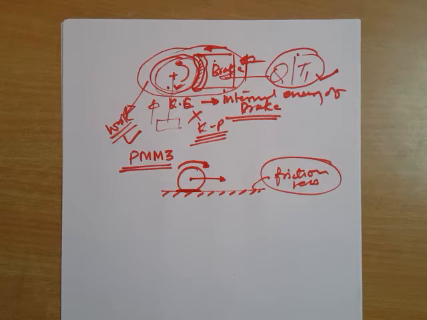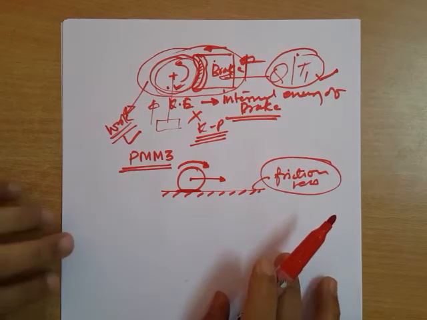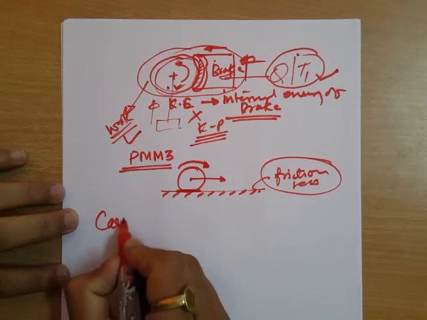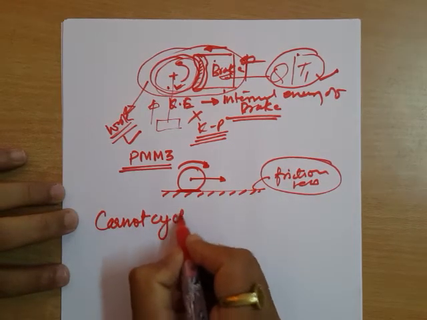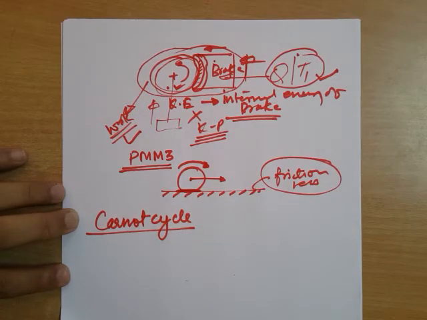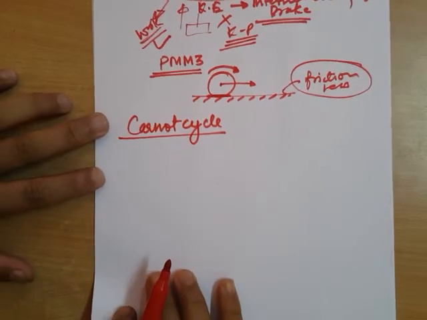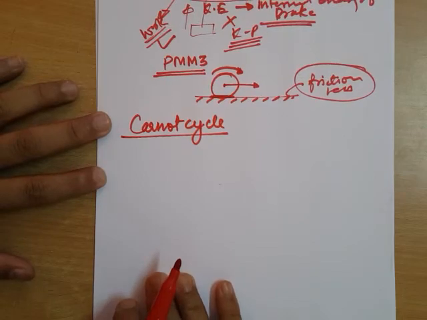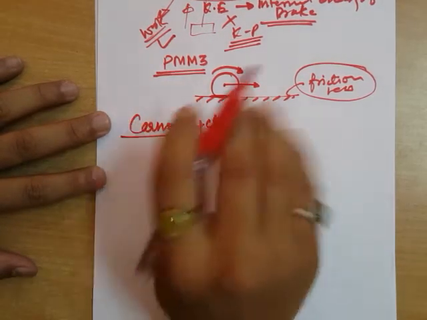That is, the continual motion of a moving device or movable device in the complete absence of friction is known as perpetual motion of third kind, and the machine which is performing this action is known as perpetual motion machine of third kind. Now come to Carnot cycle. Lot many people pronounce this as Carnot cycle, but in reality it is not Carnot, it is Carnot cycle. The pronunciation is Carnot cycle.